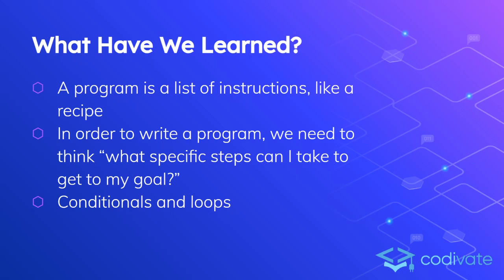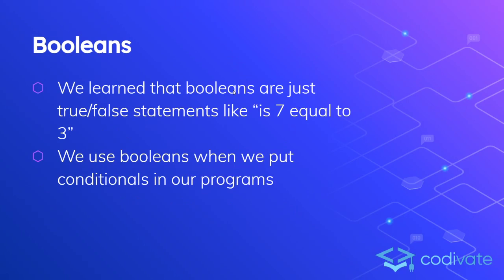So what ordered steps can you take to get to what you want? And then we also learned conditionals and loops and variables. We also learned Booleans, which is how we use our conditionals. And they are just true-false statements.